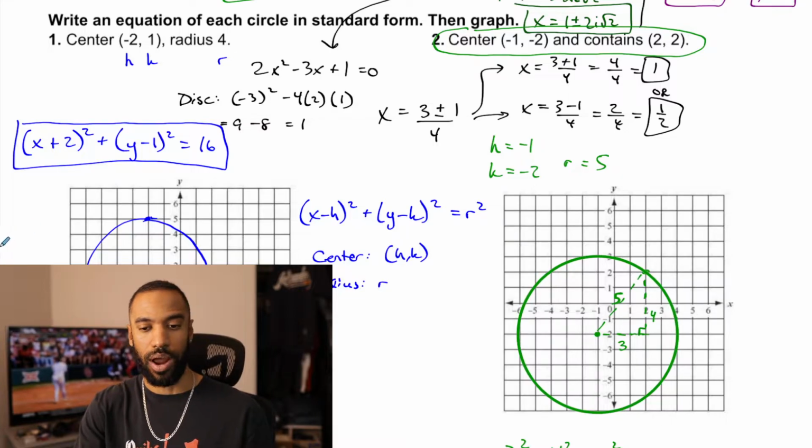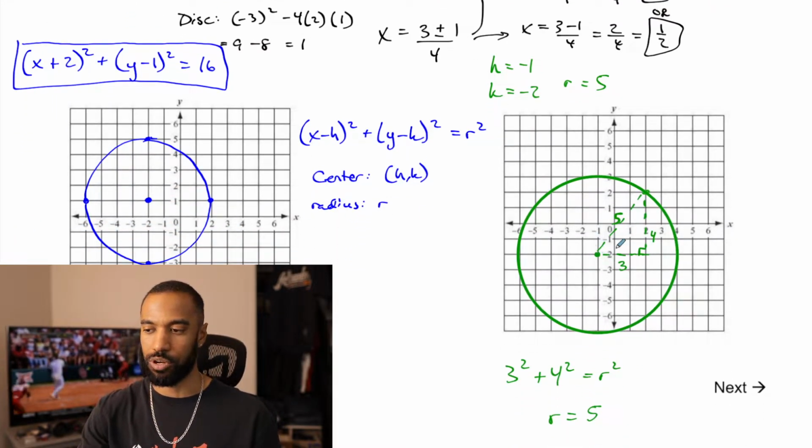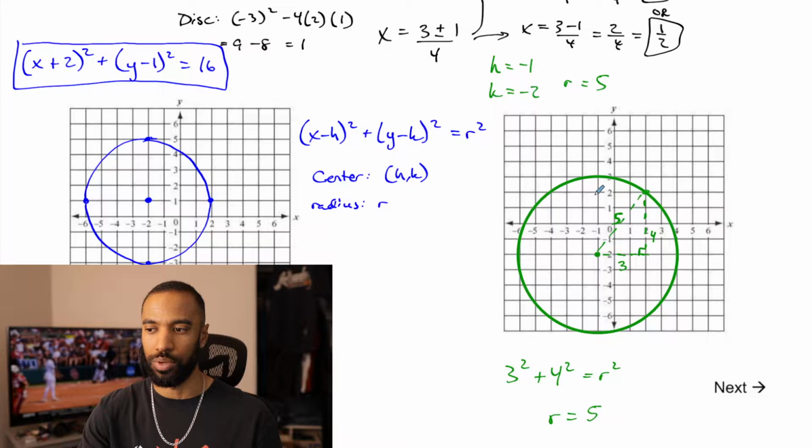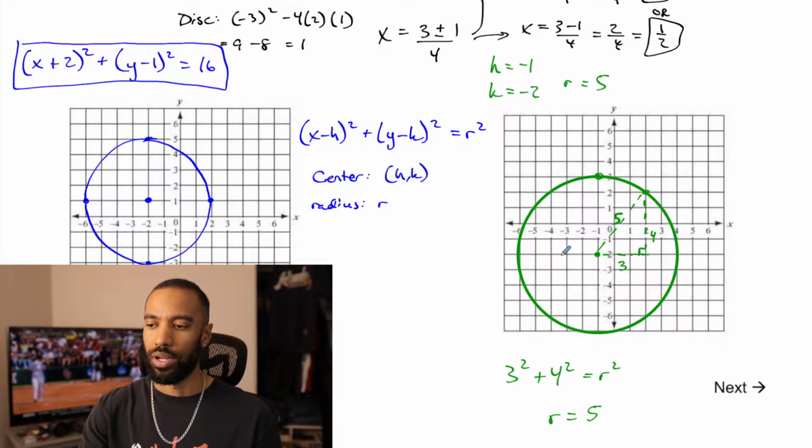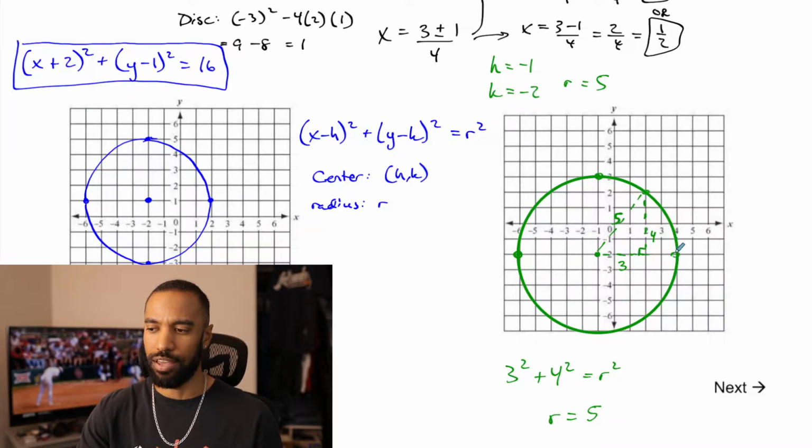Now, when it comes to you graphing, because you don't have the circle tool, you'd still have to count 1, 2, 3, 4, 5 in each direction, and you can see it's landing on them. And then you do the circle around that.